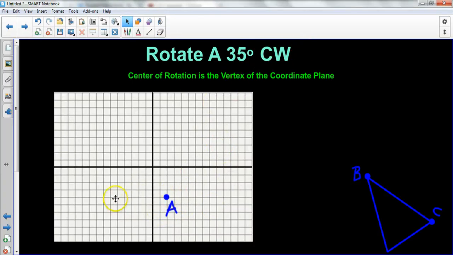So clocks go this direction, right? So A is going to rotate 35 degrees this way, all right? So if you imagine, say 90 degrees would be perpendicular, something like here. So we're not going quite this far. So 35 is about a third of 90, isn't it? Close to it. So then a third of that would be somewhere like here. So I would imagine A going somewhere like right around here, right, if you kind of think about that angle.